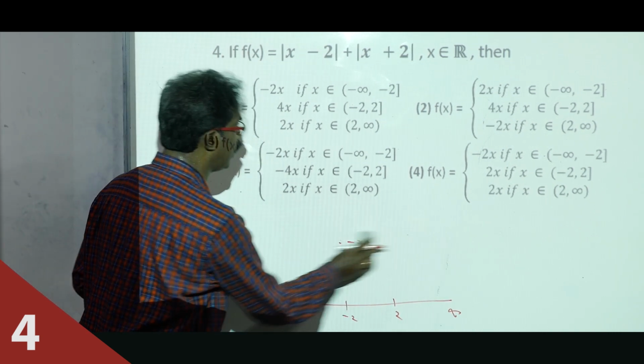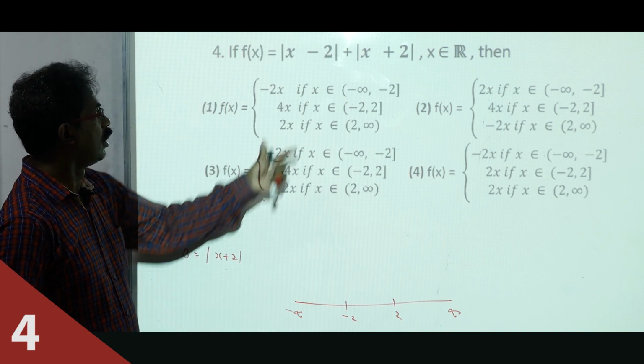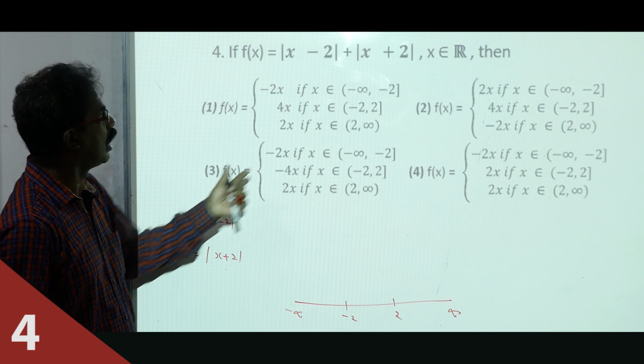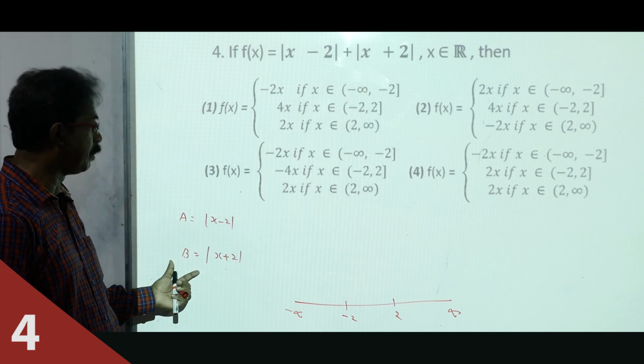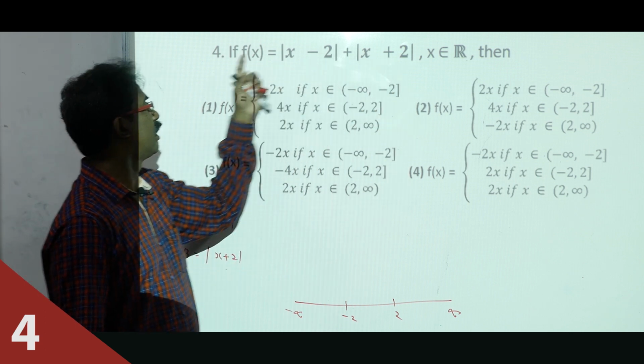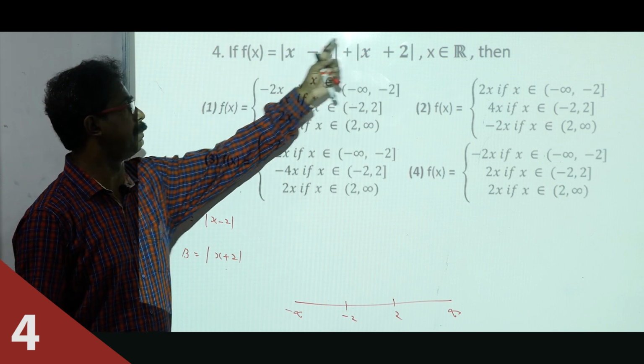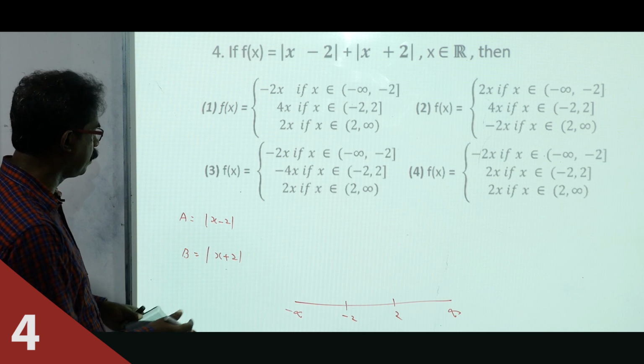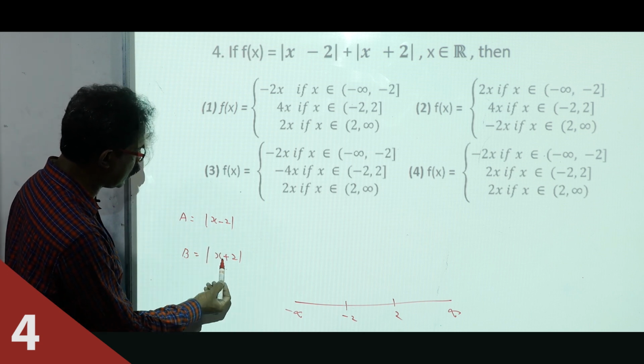So modulus x has 2 values: it is x itself if x is positive, and minus x if x is negative. Now listen here, we have 2 modulus values. I am taking modulus of x minus 2 as A, and modulus of x plus 2 as B. We have to add them to get f of x. So f of x is A plus B. So what is A here? Modulus of x minus 2. What are the break points here? One is 2, another one is minus 2.